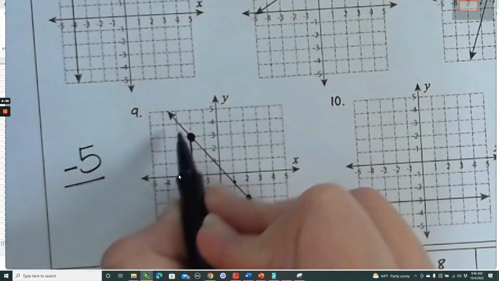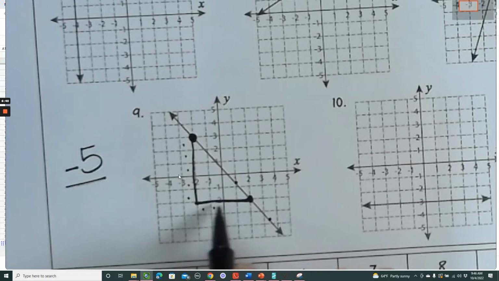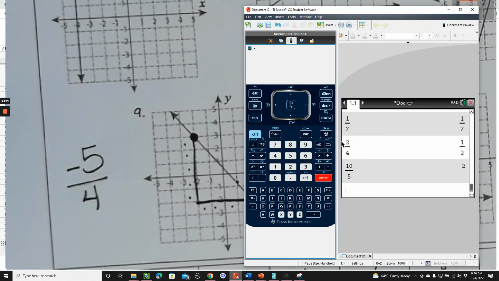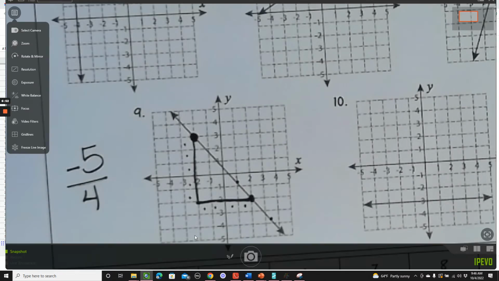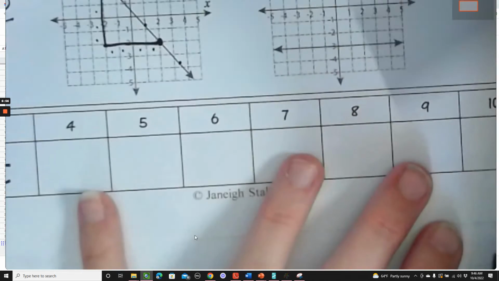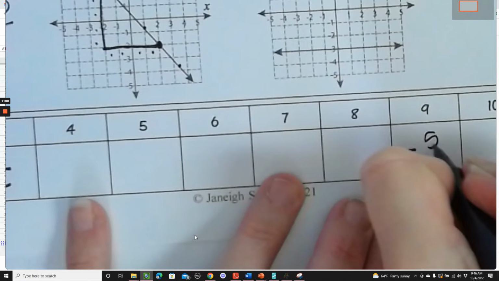All right, so I go down and then I go to the right. And I went right, 1, 2, 3, 4. And again, anytime we get an answer that's a fraction, type them in, just make sure it stays the same, so that's simplest form. So number 9 is -5/4. Sorry, it keeps freezing.